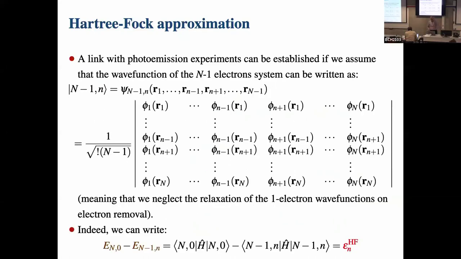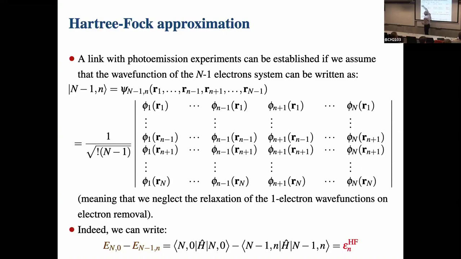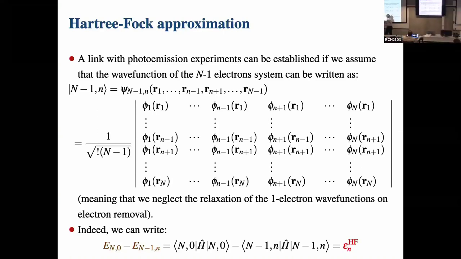Okay, so in the Hartree-Fock approximation, we can try to make a connection also with respect to the picture that I was giving you of the eigenenergy. So if we remove an electron in the Hartree-Fock approximation, what happens is that we are going to remove one column here, the one with phi n r1 and so on, and a line here in the determinant. And this gives us the wave function of the N minus one electron system in the excited state n, because I removed the line and the column.